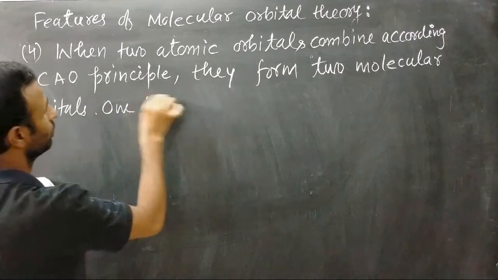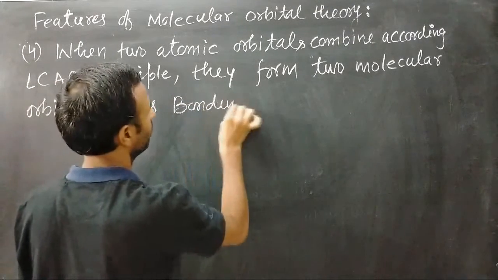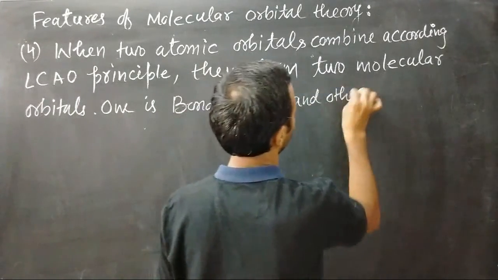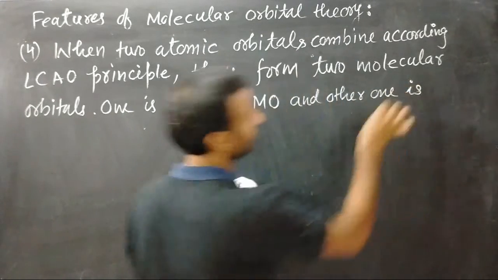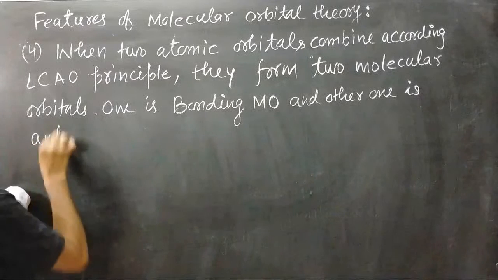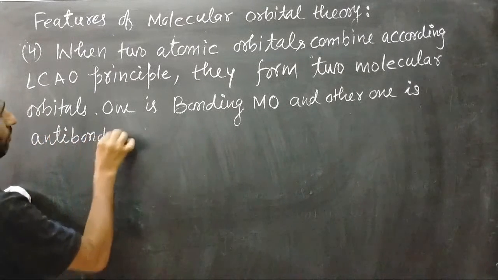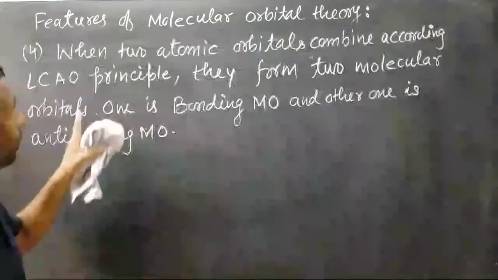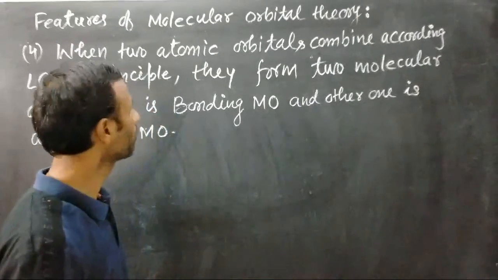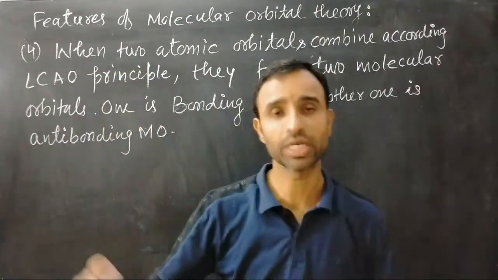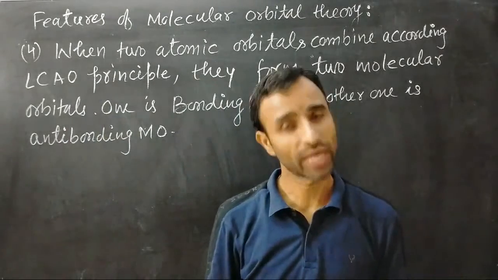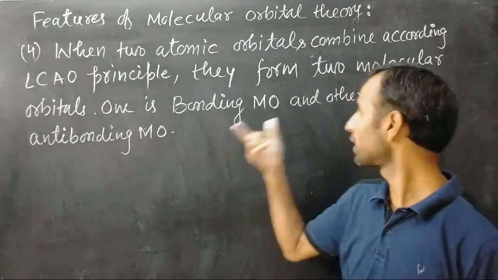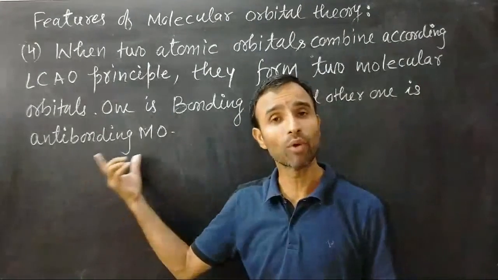One is bonding molecular orbital and the other one is anti-bonding molecular orbital. Means when they combine according to LCAO principle, first is addition of wave function, other is subtraction of wave function. Addition of wave function leads to bonding molecular orbital and subtraction of wave function leads to anti-bonding molecular orbital.